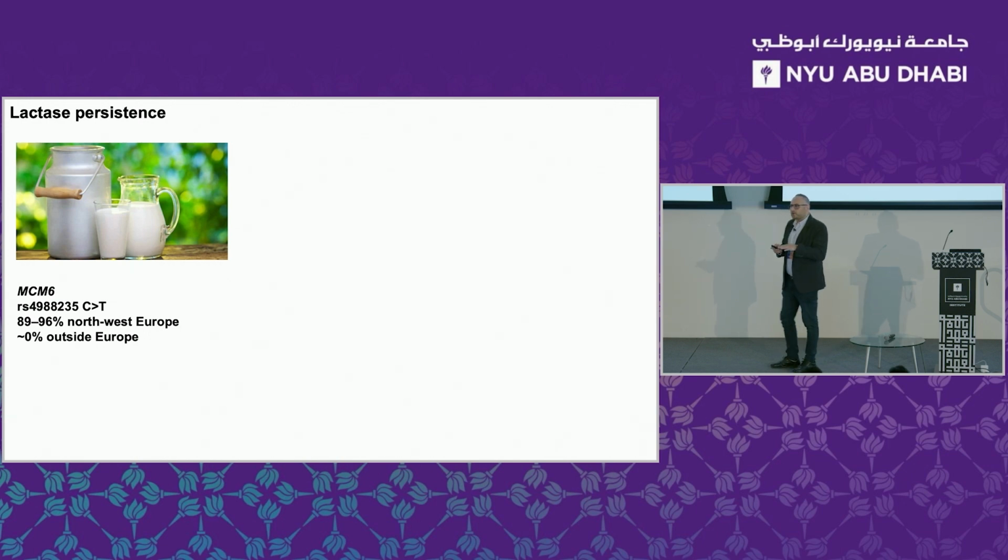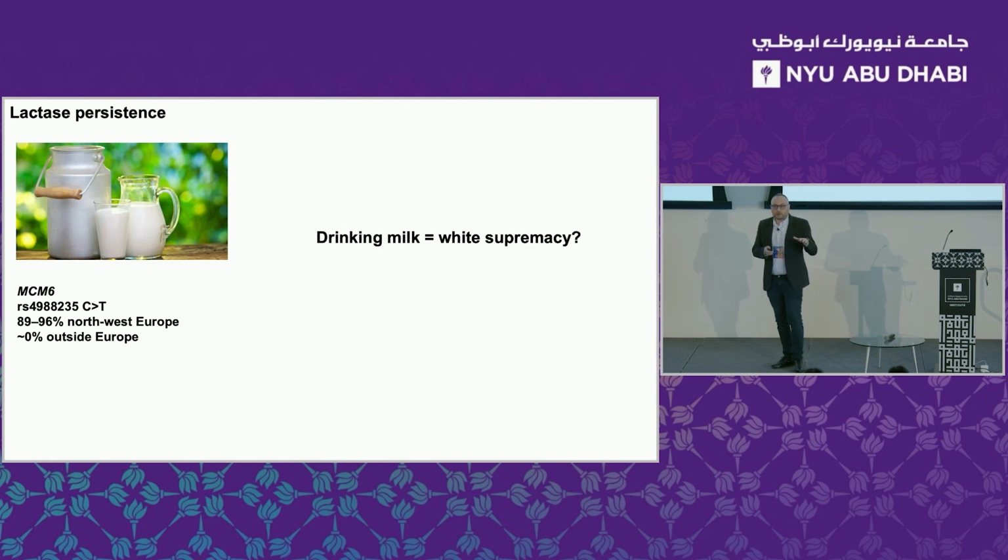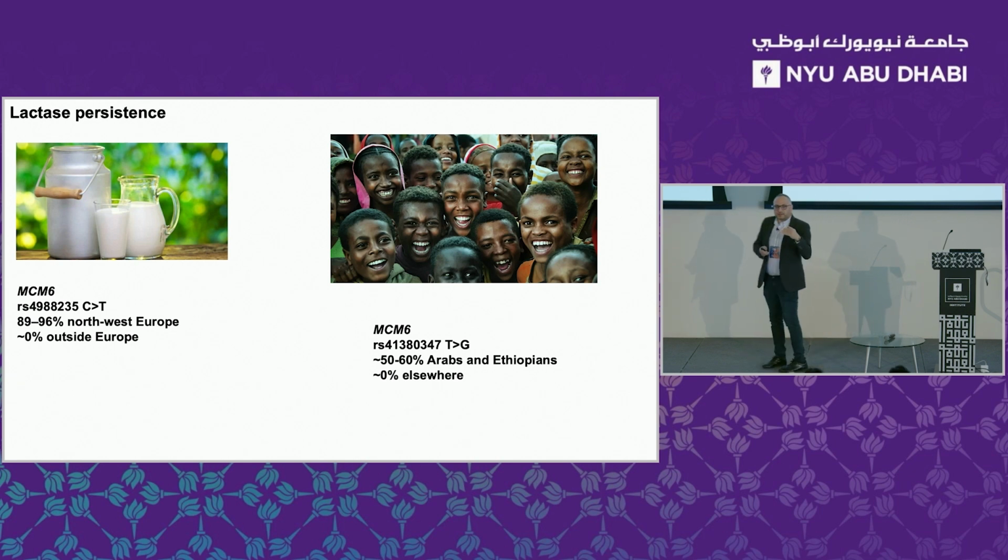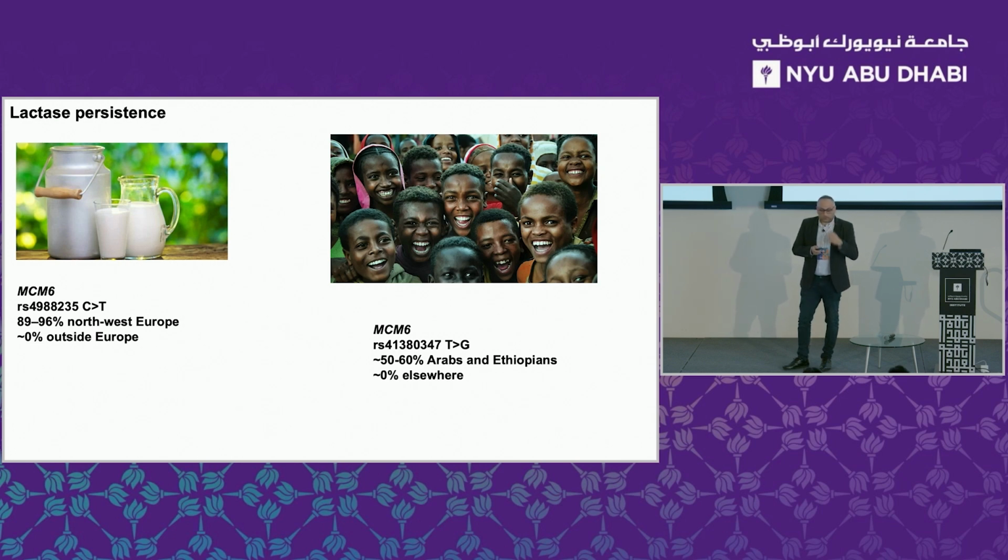So this is why for a long period of time, drinking milk was associated with white supremacy. If you go on YouTube now and Google drinking milk white supremacy conventions, you're going to see people drinking milk in those conventions. However, when we studied East African and Arabian populations, we found another mutation in the same gene, MCM6, that allowed people there to digest milk. And the frequency of this mutation is 0% elsewhere. So drinking milk is not exclusive to one population.